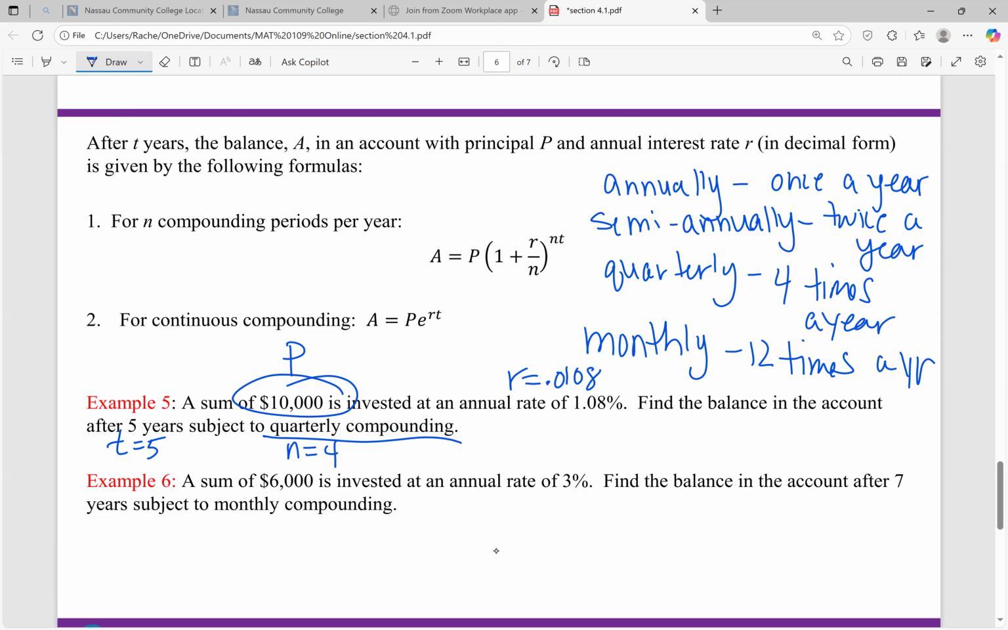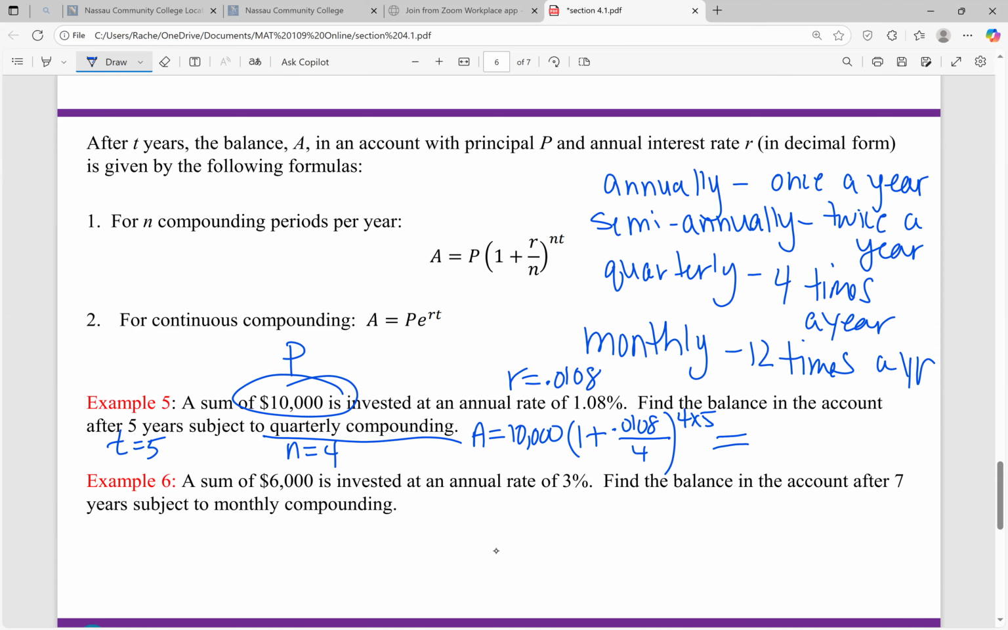So we want to use our compound interest formula. The amount of money that we're going to have in the bank after 5 years is equal to P, which is 10,000, times 1 plus the rate, r, which is 0.0108, divided by n, which is 4. And we're going to raise that to the n times t, where n is 4 and t is 5. We're going to do this really 20 times, 4 times a year for 5 years. So we're going to recalculate interest 20 times essentially.